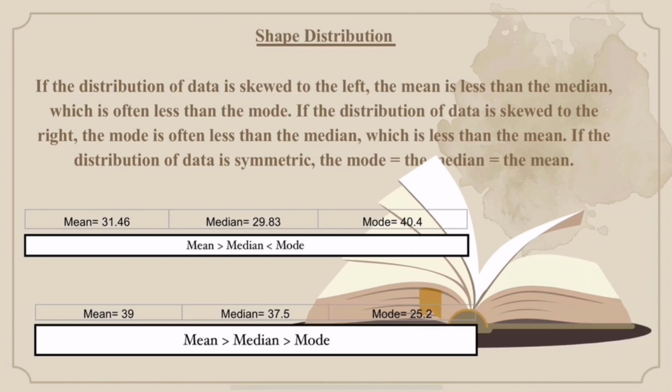Okay, for table 1, mean 31.46, median 29.83, and mode 40.4. Mean is more than median, and median is less than mode. For table 2, mean 39, median 37.5, and mode 25.2. And that's mean more than median, and median more than mode.